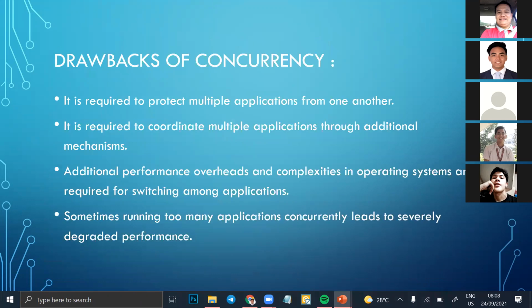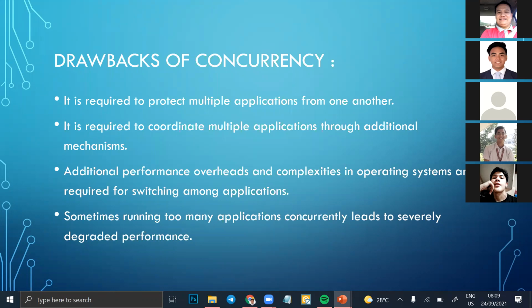So, what would be the drawbacks of concurrency? It is required to protect multiple applications from one another, to prevent interrupts, to prevent lagging. Concurrency is required to protect multiple applications at the same time on the parallel threads. The next one is it is required to coordinate multiple applications through additional mechanisms. The third one is additional performance overheads and complexities in the operating system are required for switching among applications.